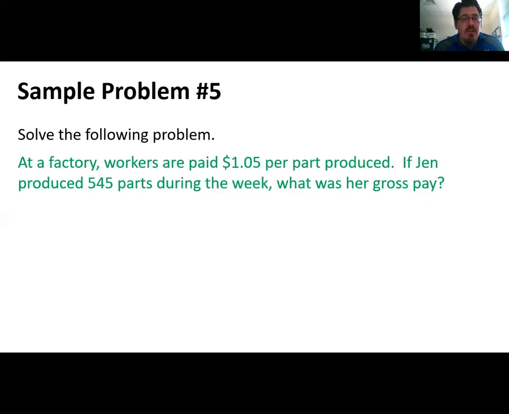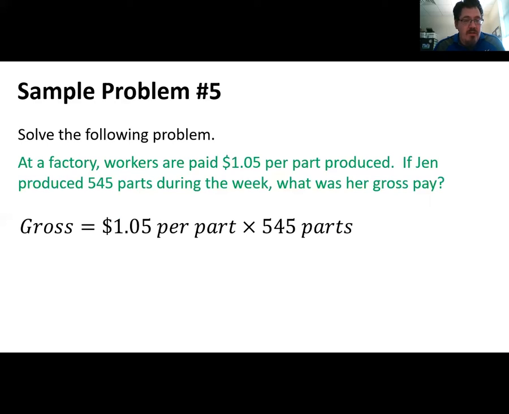So in this situation, this factory pays its workers $1.05 per part. Okay, so every part that they are able to push down the line, that they're able to produce, they get $1.05. So during a week, let's say that Jen produced 545 parts during that week. We want to figure out the gross pay. Again, fairly simple in terms of what you need to do. We got to multiply. We're going to take the rate, which is the $1.05 per part, times the number of parts that were produced. So we simply multiply those things together. And so the gross pay for the week is $572.25.